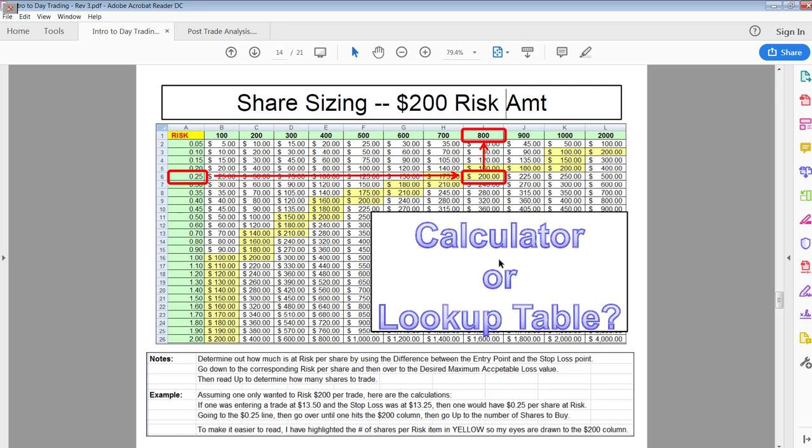Well, I have a share sizing lookup table. I've got it pinned to the wall just above my monitor. And the risk amount, I look down the vertical column to 25 cents, and then I look over to where I've highlighted 200 and look up, and it tells me the maximum I can buy. Now, I could do the calculations every time, but why? I've done them for every nickel, and it's basically a nickel. Okay.